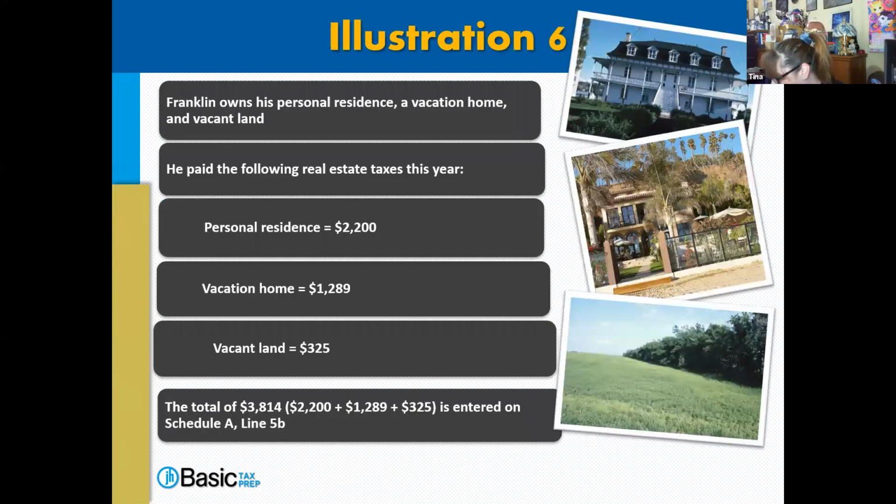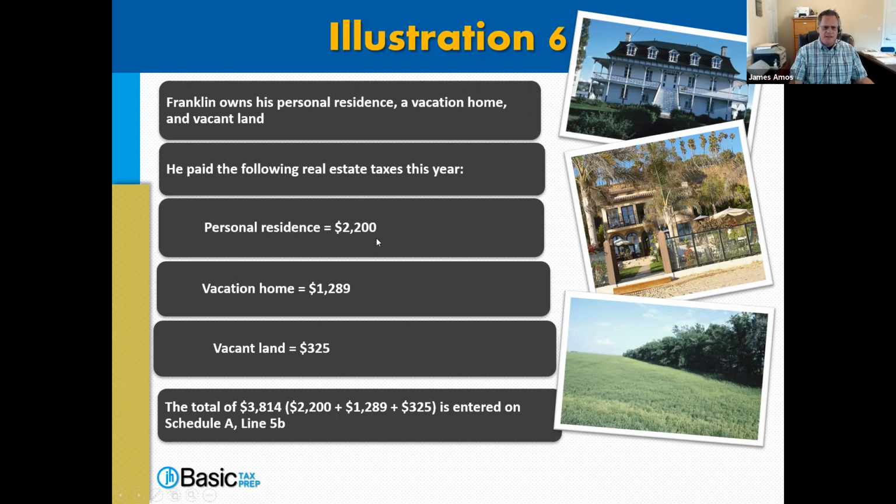Okay? All right, so let's do an example, an illustration. Franklin owns his personal residence, a vacation home, and vacant land. So he really owns three pieces of property. He paid the following real estate taxes this year. On his personal residence, he paid $2,200 in real estate taxes. On his vacation home, he paid $1,289. And on some vacant land, he paid $325. He gets to take all of that. You add it all together. He gets to take it all.